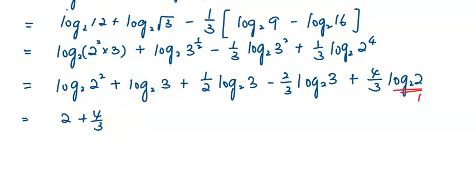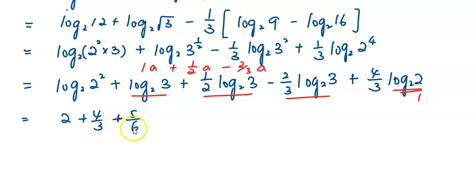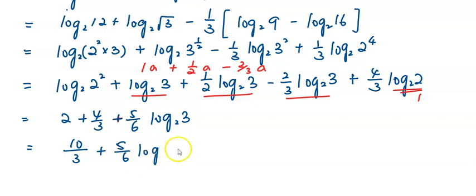Alright, and then these three terms, actually they are like terms. You can see them as 1a plus 1 over 2a minus 2 over 3a, where the a represents log 3 to the base of 2. So you will have 5 over 6, yeah? 5 over 6a. a is your log 3 to the base of 2. Then now you are combining the 2 and 4 over 3. That is your 10 over 3 plus 5 over 6 log 3 to the base of 2.